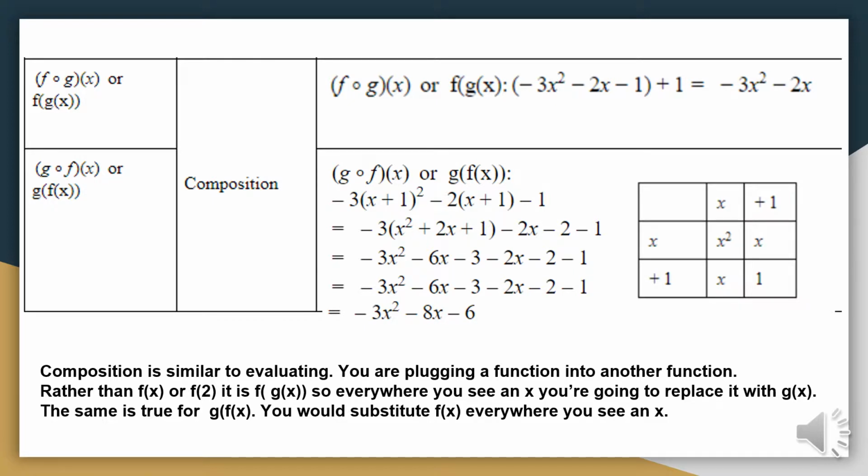So you see on the right, I've created my box to do the multiplication. I've also distributed the negative 2. So it's negative 2 times x and then negative 2 times 1. And then I've combined my like terms to simplify.